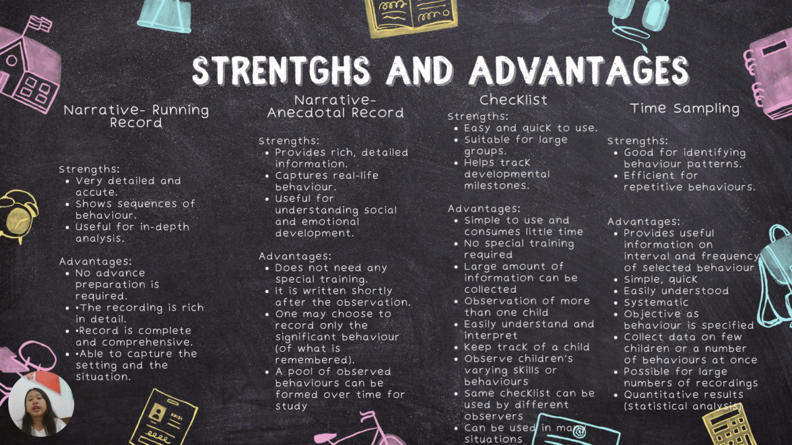The next one, checklist. Its strengths are easy and quick to use, suitable for a large group, and helps track developmental milestones. The advantages are simple to use and consume little time, no special training required, large amount of information can be collected, the observation of more than one child, easy to understand and interpret, keep track of a child, then observe the children's various skills or behavior. The same checklist can be used by different observers, and lastly can be used in many situations.